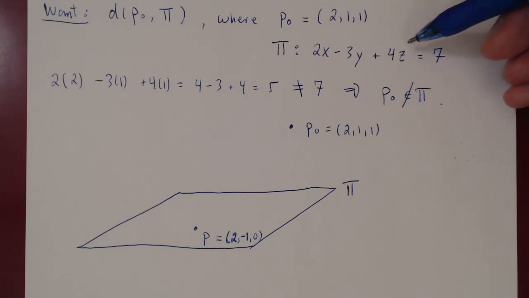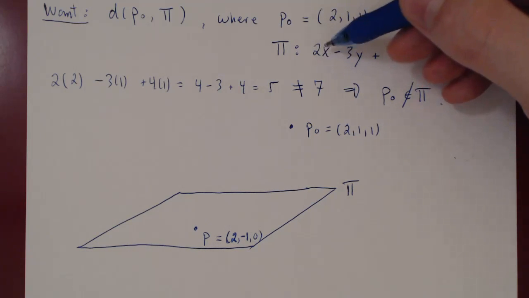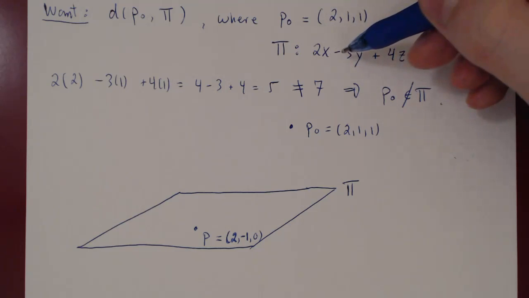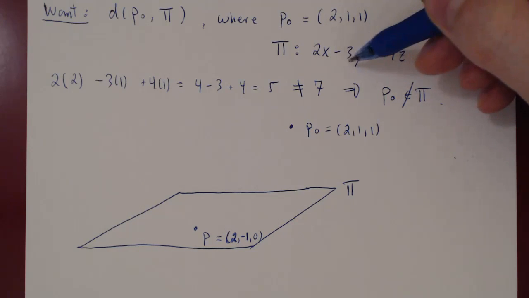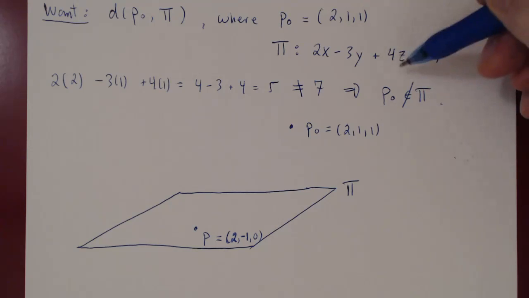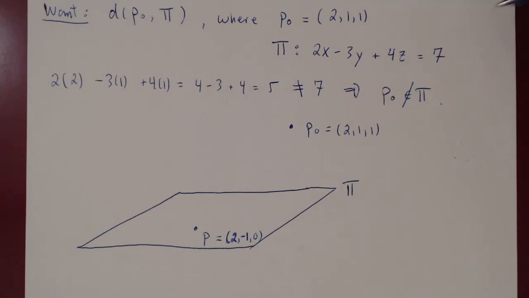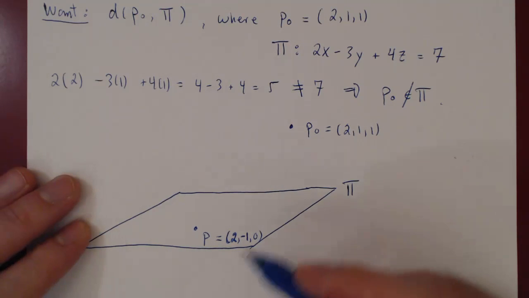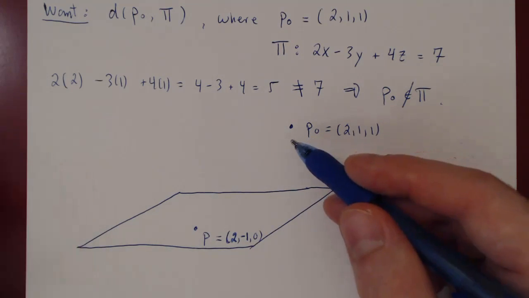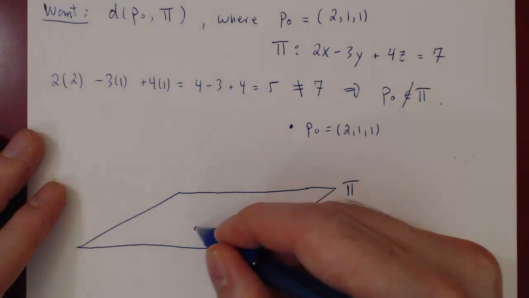We could have also picked, if you want, x to be 0, y to be negative 1, that would give us a plus 3, and z to be 1, plus 4 is also 7. But any point on the plane will do, and of course then we can connect the points P and P naught and form the vector PP naught.